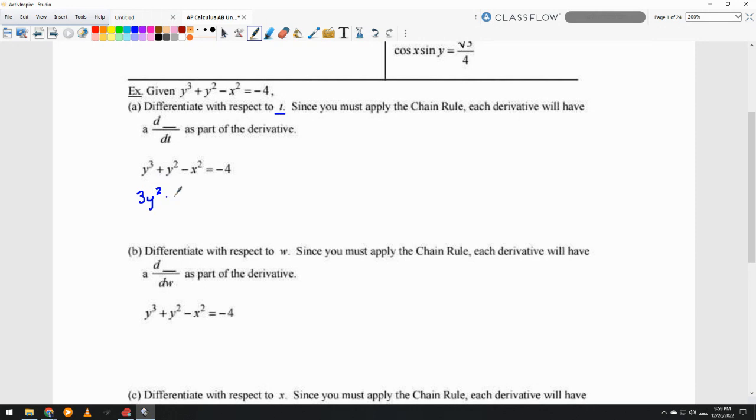The way we write that, instead of writing y prime, which you'll see a lot of textbooks do, I don't really like that way because it's not descriptive enough. We want to say that we are differentiating y with respect to t. So we're going to put a dy over dt. We're using Leibniz's notation here instead of Lagrange's notation. Second term, derivative of y squared is 2y, dy over dt.